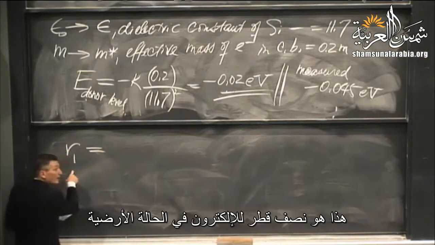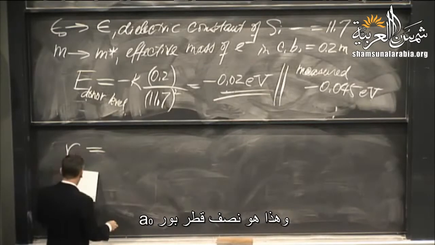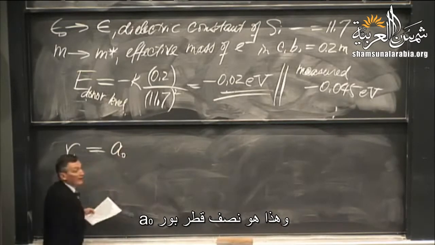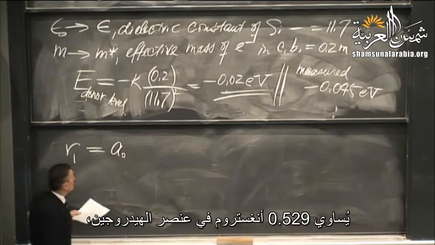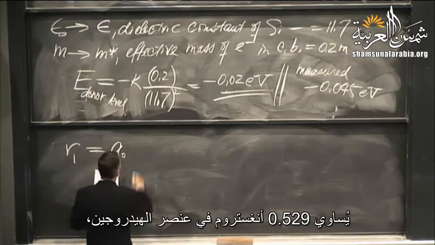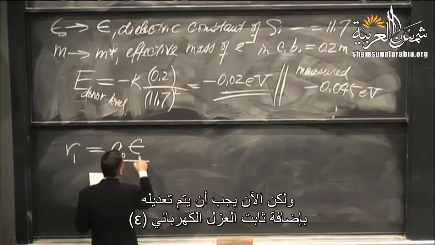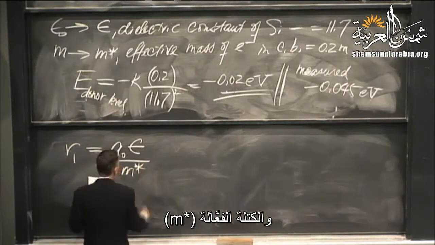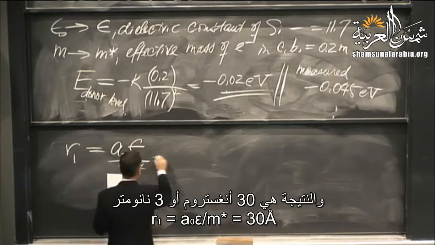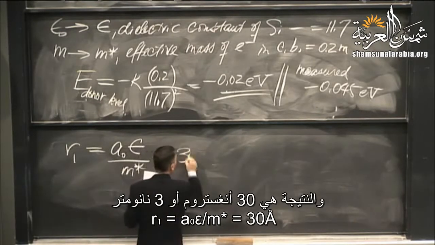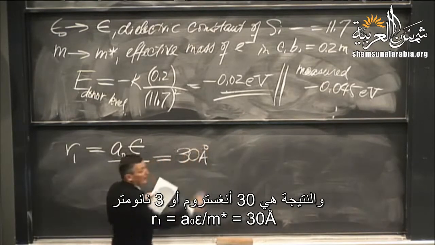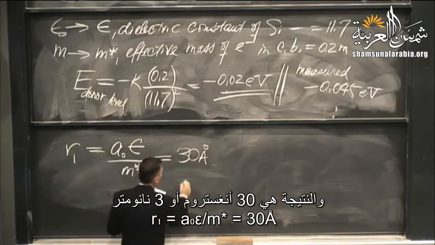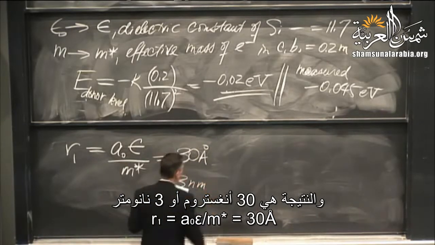So I plug into the R1. That's the radius of the ground state electron, and that's the Bohr radius, right? 0.529 angstroms in elemental hydrogen. But now this has to be modified by adding the dielectric constant and the effective mass, and the number is 30 angstroms, or 3 nanometers, if you must.